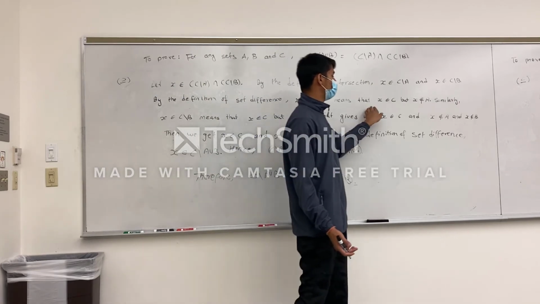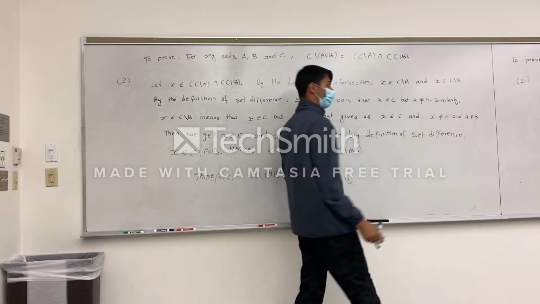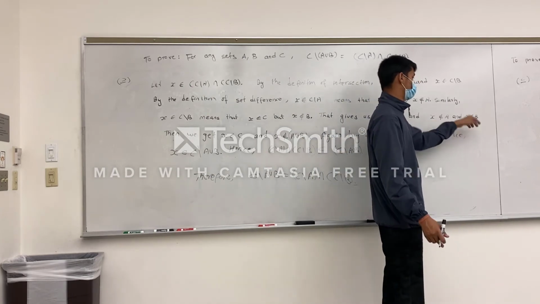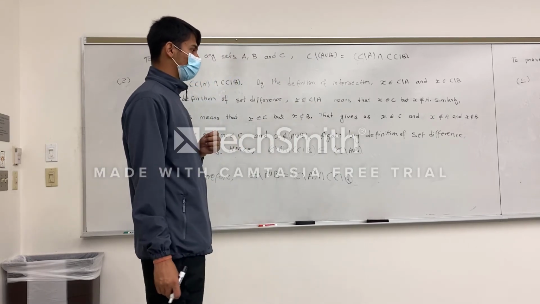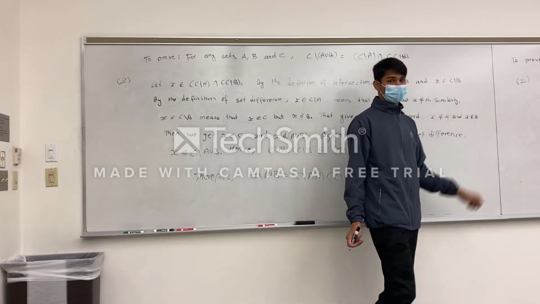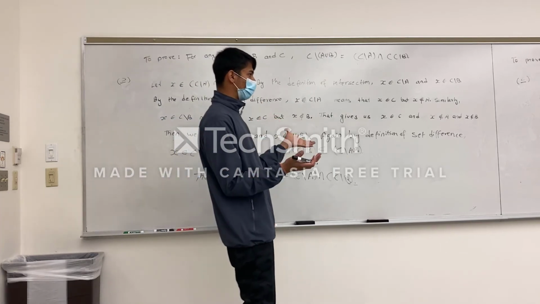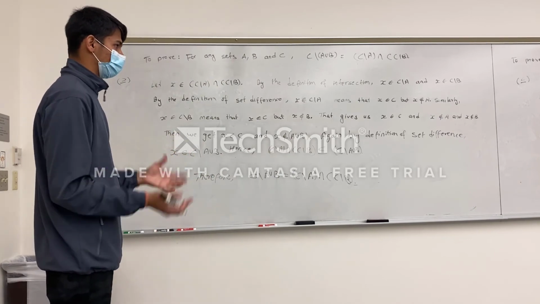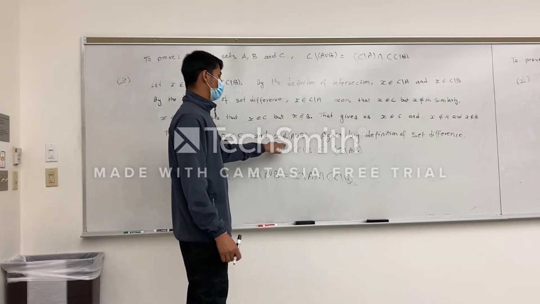So in total, we have x belongs to C, and x does not belong to A, and x does not belong to B. If we look at the definition of union, since x does not belong to A and x does not belong to B, that means that x does not belong to A union B. By definition, x does not belong anywhere inside A union B.